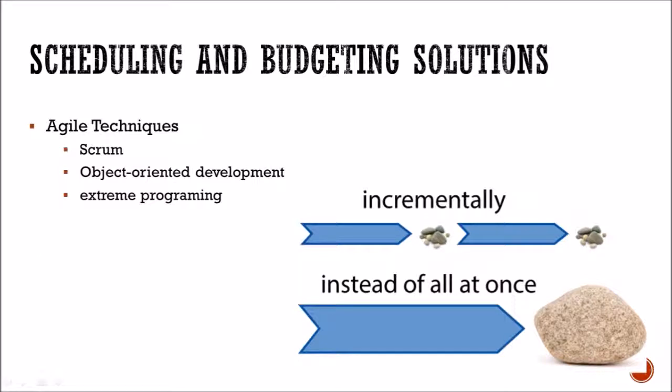So to fix this problem, I would suggest using agile techniques like Scrum, object-oriented development, and extreme programming. Agile works in a more incremental fashion, where if something needs to be changed or the system isn't working out as planned, you can just go back to the last designated spot and start over instead of starting all the way over like you would do in the SDLC.